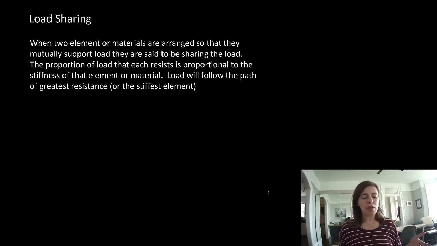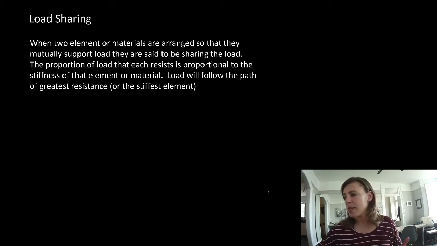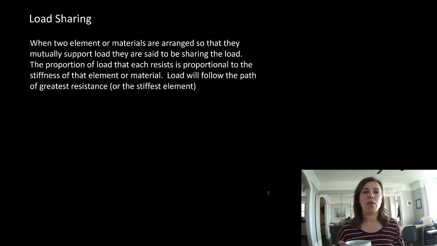So visually you can look at something, and if they're the same material and one part has a bigger area than the other, you know intuitively that more of the load is going to go to that side. So I'm going to show you some examples in just a minute. What might not be as obvious is that stiffness also attracts load. So let's think about this for a second.